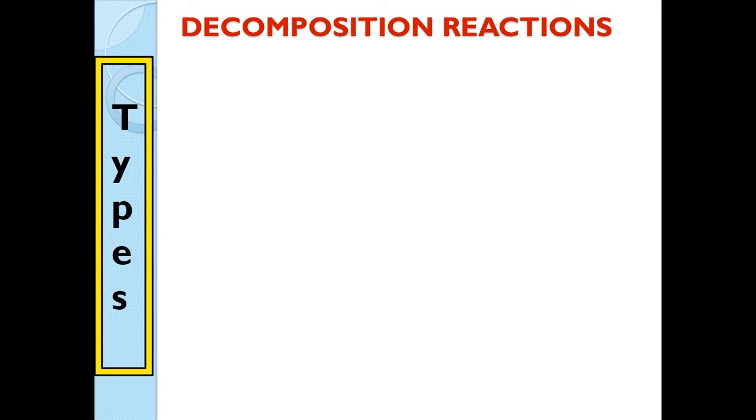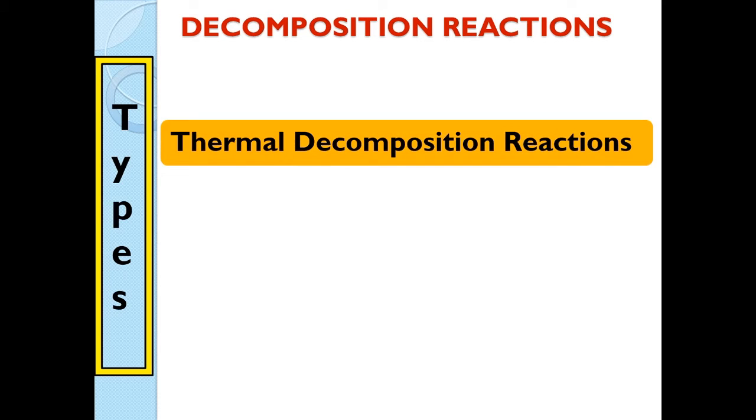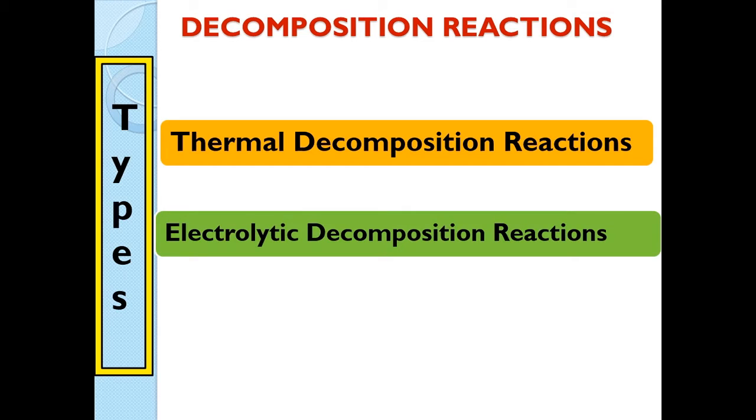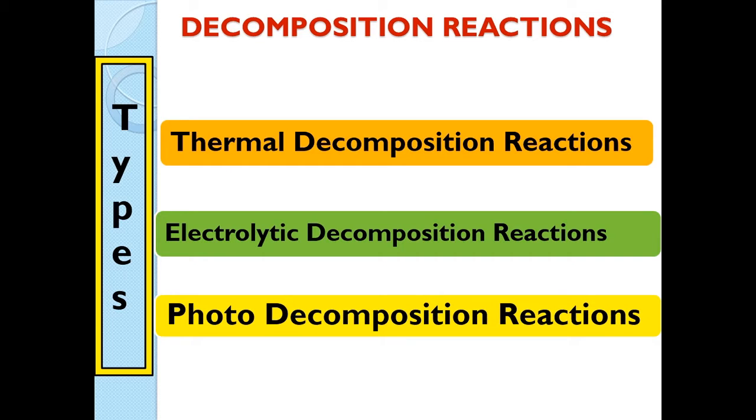Types of decomposition reactions. Based on absorption of heat, light or electricity, decomposition reactions can be classified into three parts. Thermal decomposition reactions. Those decomposition reactions take place on heating. Electrolytic decomposition reactions. These reactions take place due to passage of electricity. Photo decomposition reactions. These type of decomposition reactions take place in presence of light.